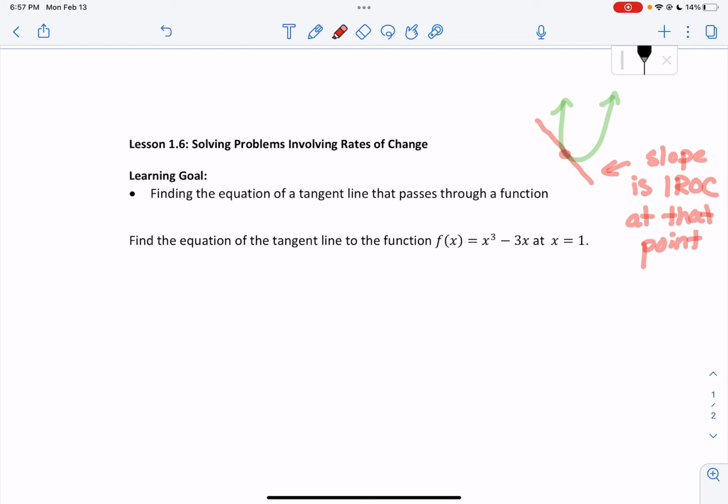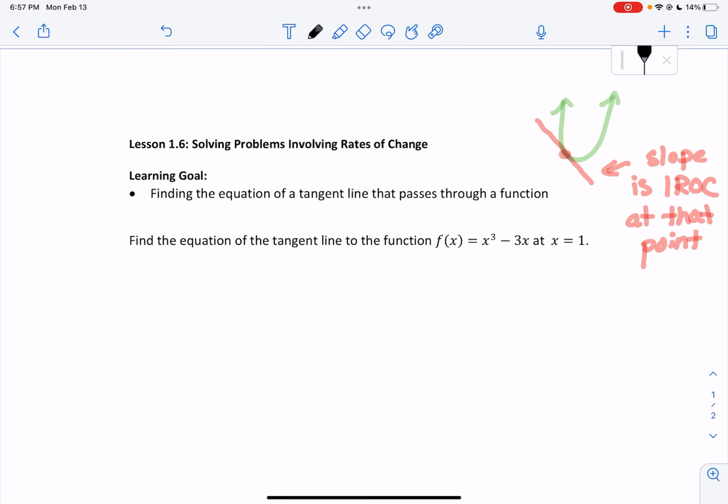So if we are given a function and we're given a point, we can find the equation of the tangent line that passes through that point to that function. Let's see what I mean here. Find the equation of the tangent line to f of x equals x cubed minus 3x at x equals 1.